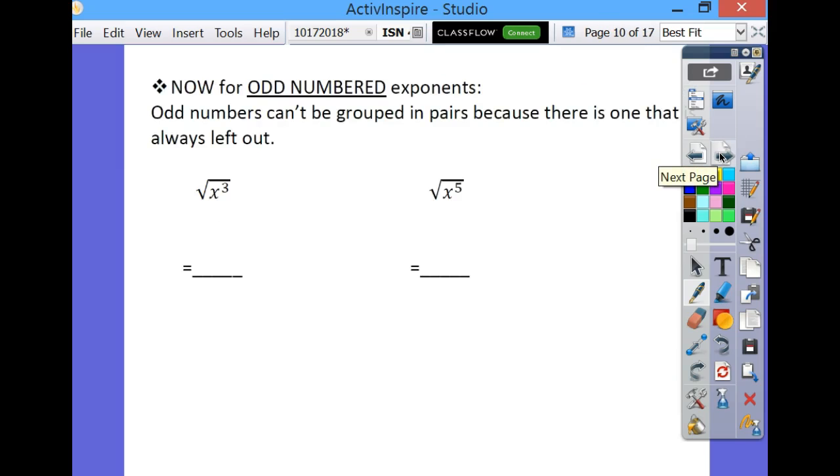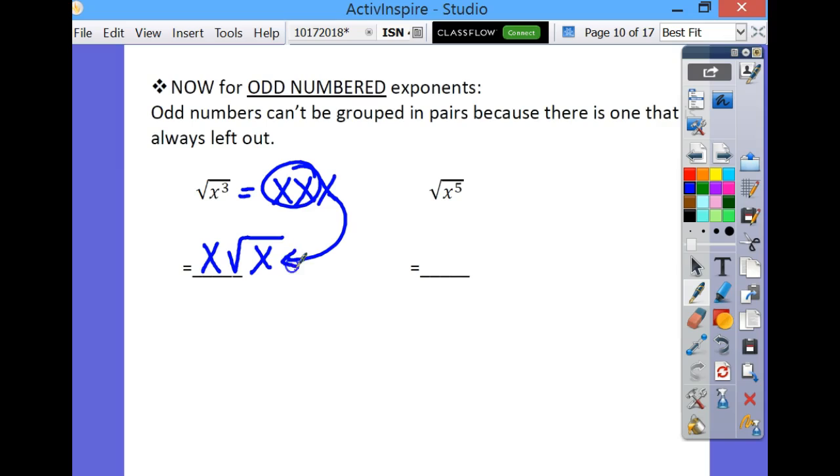So if I have x to the 3rd power, that's x to the 3rd power, and I'm going to find the pairs. But this time, there's 1 left over. So this makes an x on the outside. This one that doesn't have a pair has to stay on the inside, just like the whole numbers. If it doesn't have a pair, it has to stay in the house.